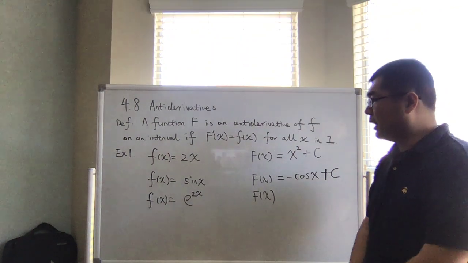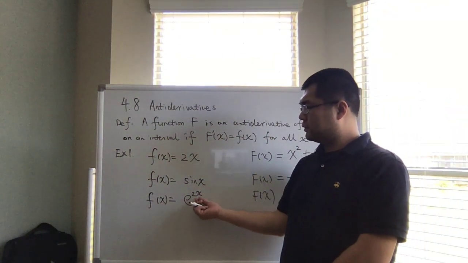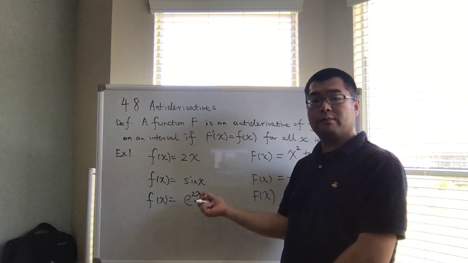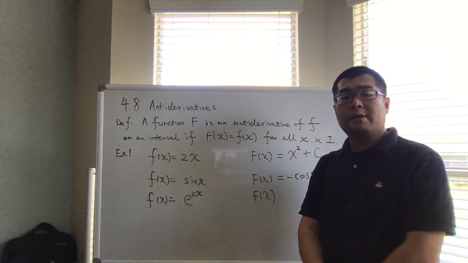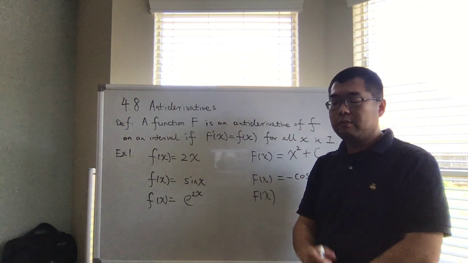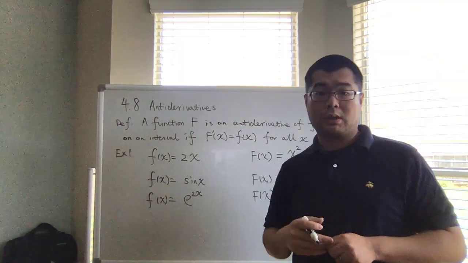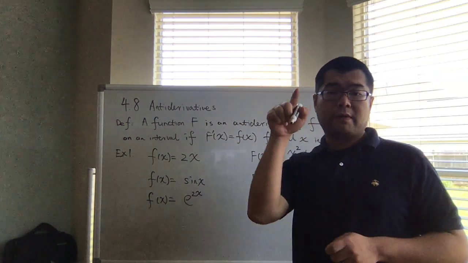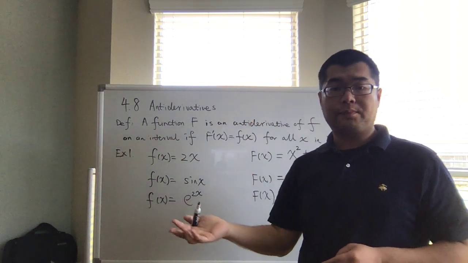Okay. And last example, let's look at this one. f(x) is equal to e to the power of 2x. And then, you see when we learned the exponential function's derivative part, we know that the derivative of e to the power of x is e to the power of x, right?